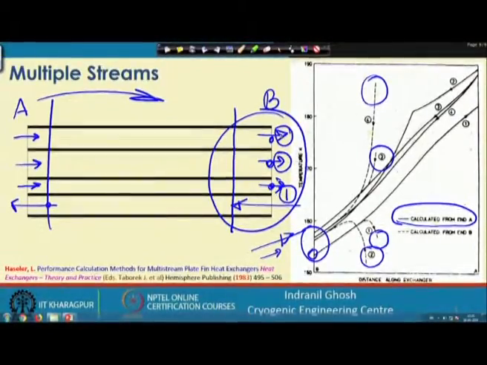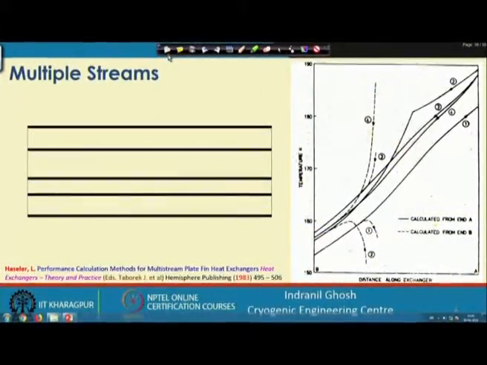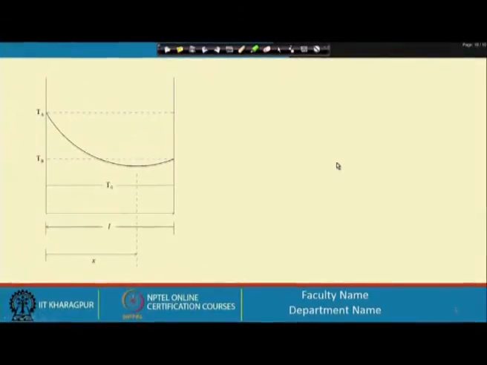So, we need to adopt a different type of scheme for the multiple fluid stream heat exchangers, and there are several works. One of them is of course by Hessler, Herschel, and there are other papers and literature available in different journals and books. So, we will look into that. How do we go about it? We will try to first solve.